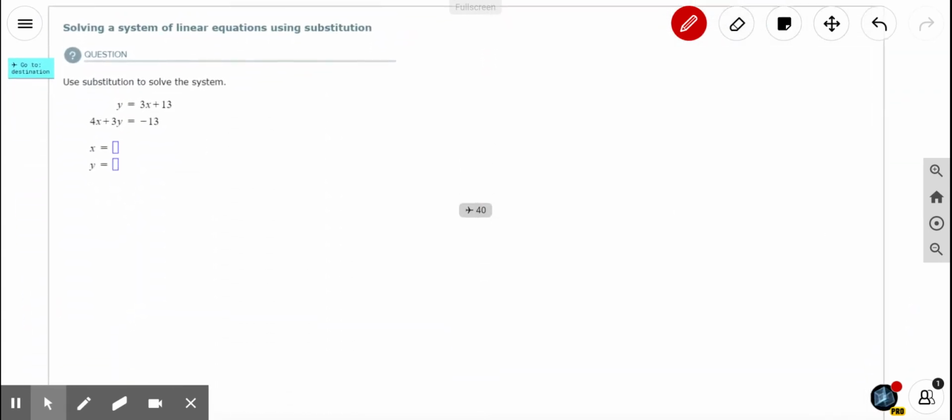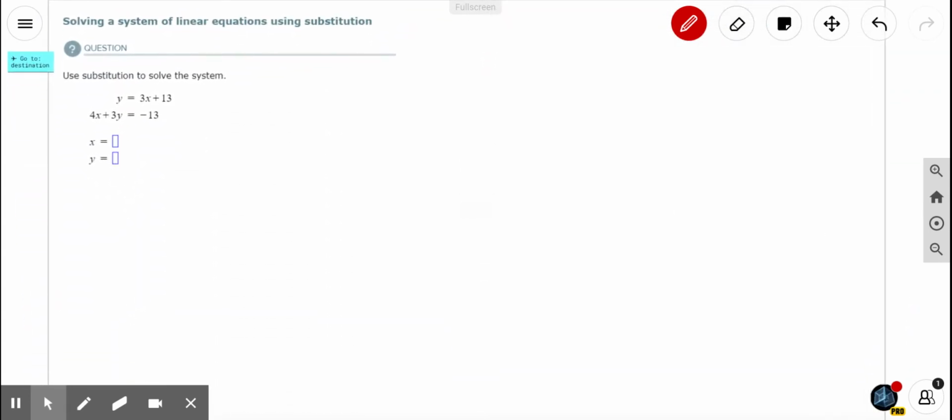Now, the next thing you're going to have to learn how to use is substitution. So this is the easiest case, when they actually give it to you solved for one variable. That's what you want. You want to have one variable solved for. So you can see that y is 3x plus 13. Okay, well, what we're going to do is we're going to take that y.